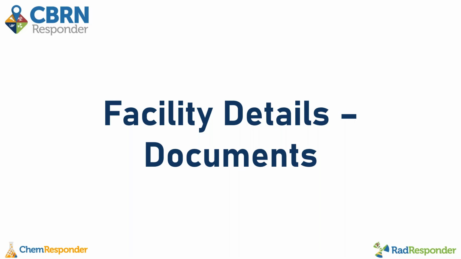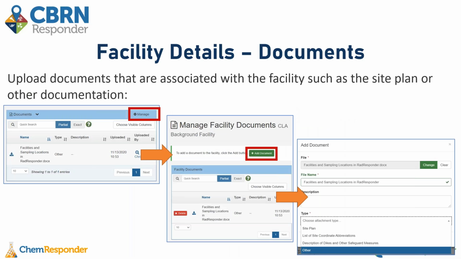Next for facility details is that you can upload documents. So this is really helpful if you want to upload a site plan or other documentation that anyone who accesses the facility can view. So what you'll do under documents is click manage, and then under the manage facility documents, you can either download the document that's already uploaded or delete it. And if you want to add a document, you'll click add document. You'll upload your file and a file name, and then you'll select the type. So this could be a site plan or other. We have a variety of different types of documents you can upload.